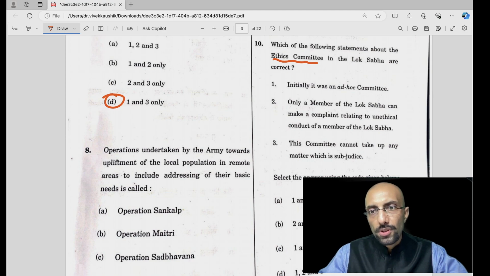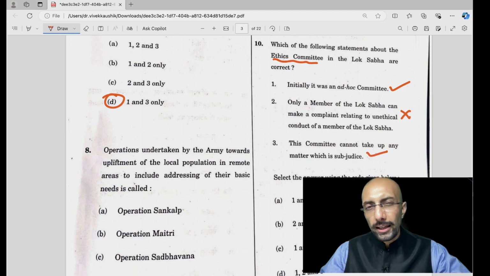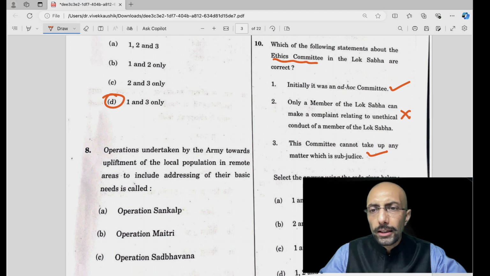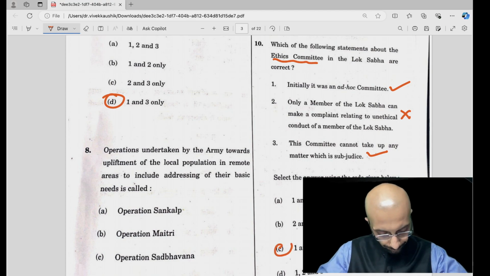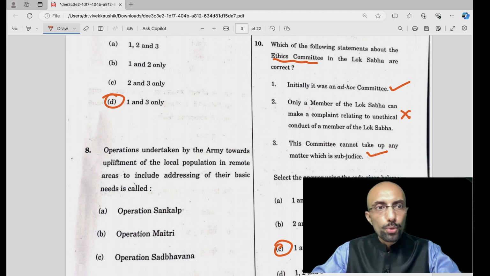First, initially it was an ad hoc committee. Correct. Only a member of Lok Sabha can make a complaint? No, this is wrong. Any person can make a complaint. And third, this committee cannot take up any matter which is sub judice. Correct. So if any matter regarding any MP or any other matter is pending in a court of law, then this committee will not take up that matter. So this is correct. So the answer will be 1 and 3, C. Next we come to question number 11.